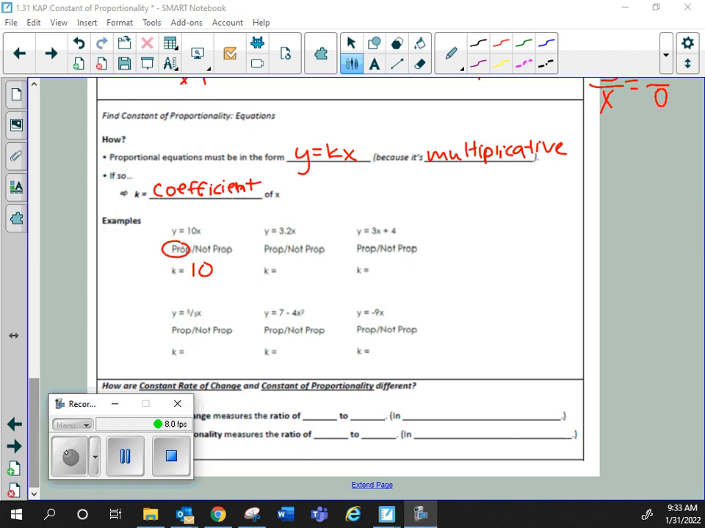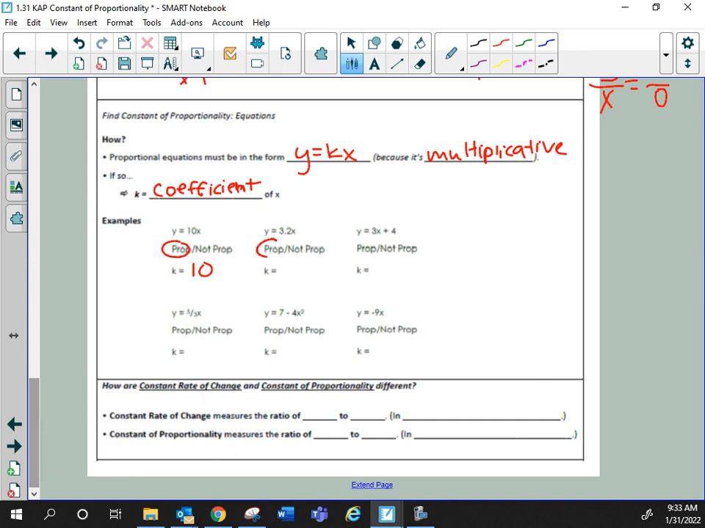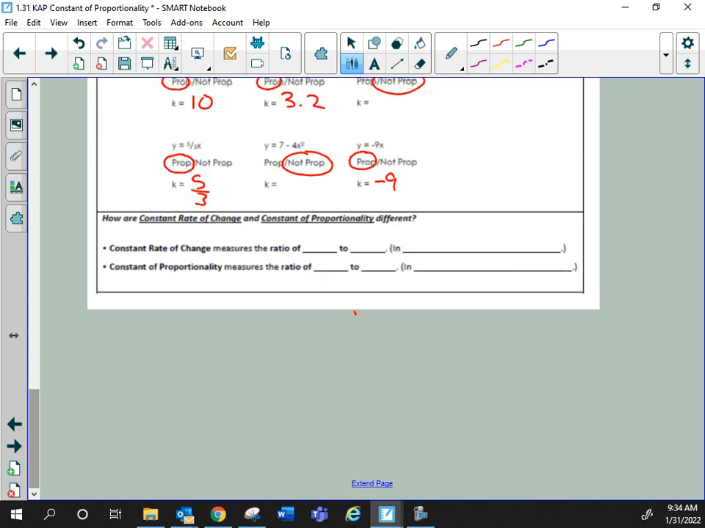All right. Proportional or not? Yes. My constant of proportionality is 3.2. Next one. No, because it has that plus 4. Next one. Yes, and it's just 5/3. It can be a fraction. That next one. No, I don't even know what that means. That's too spicy. And then lastly, yes, and it's -9. Very good.